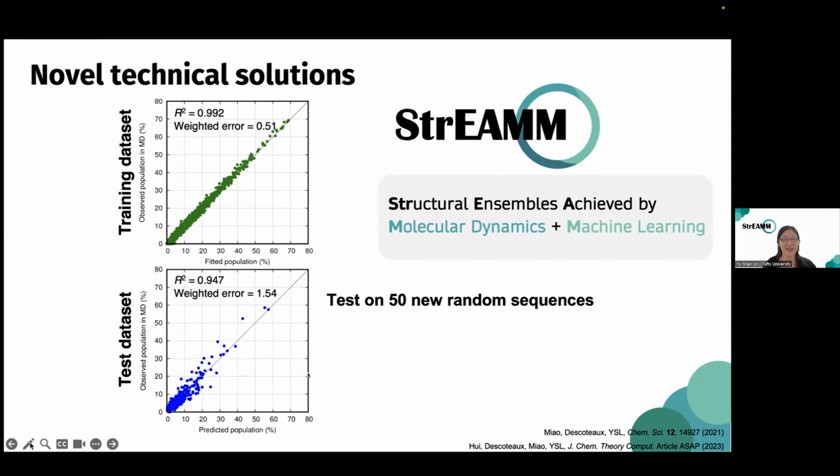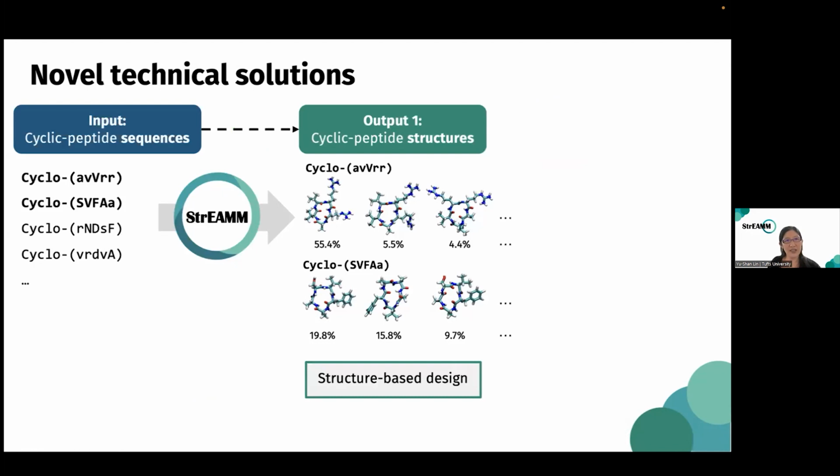So we test this method on 15 new random sequences. So you can still see that this y equals x line is still trending very, very well. If you're willing to tolerate this kind of error, from now on, do not run simulation anymore. Just use the machine learning model. So we believe this novel technical solution can enable people to know the structural ensembles of cyclic peptides and use them to do structure-based design.